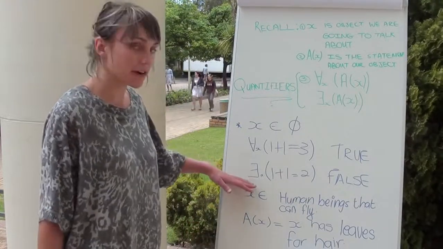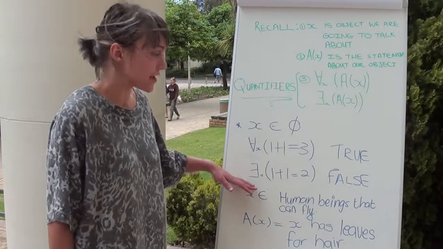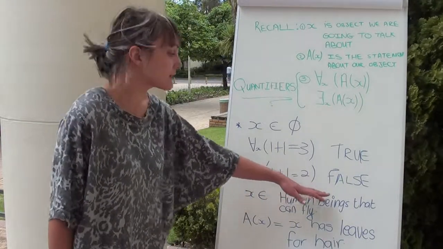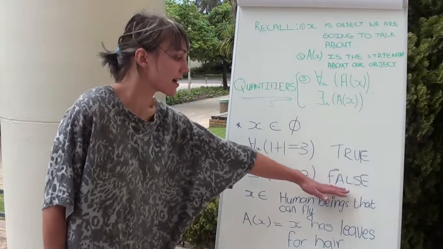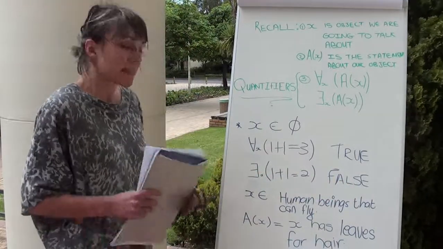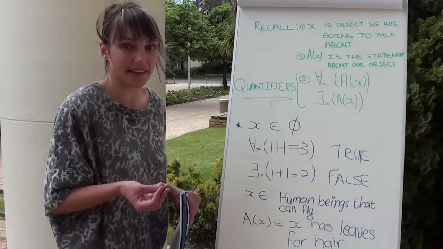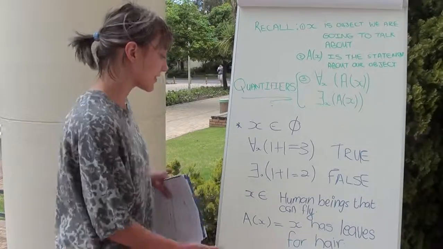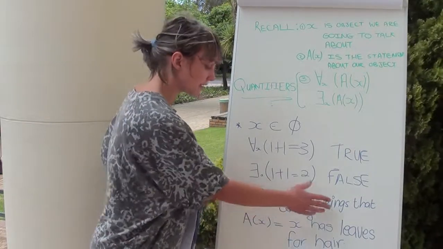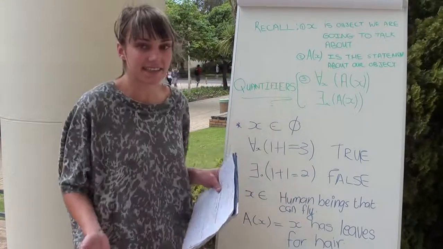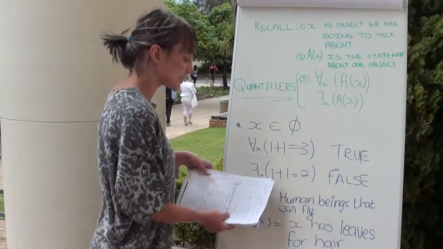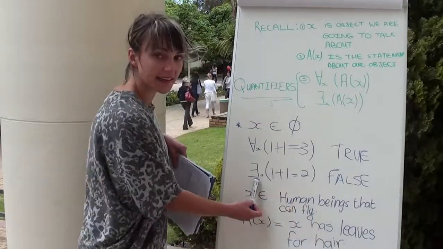But in the second part, when you say there exists an X such that 1 plus 1 is equal to 2, you are speaking a falsehood. You are speaking a lie, because you're saying there exists such a thing, but there doesn't exist such a thing. For X an element of human beings that can fly, it doesn't exist. So when you say it exists, you're already lying.